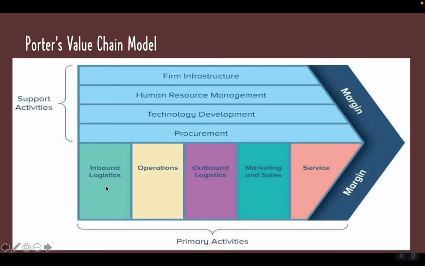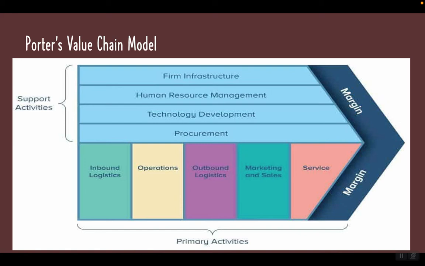Because this is a chain, when you start with inbound logistics, you're bringing in raw material. As you go through your operations and manufacturing, you've transformed the material. It's now worth more and has a greater value. Ultimately, the value chain drives the revenue stream for the organization. Anything that's not part of a primary activity becomes what Porter called a support activity.